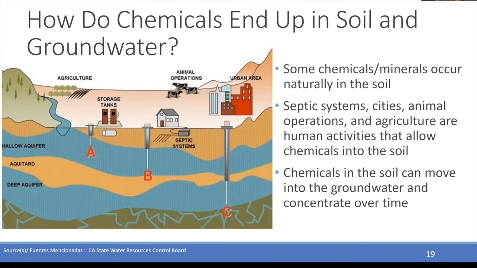contaminants into the aquifer. An urban area like a city with a really deep well can also have impacts to an aquifer. Agriculture and animal operations as well. And then other industrial storage tanks, typically associated with petroleum products.